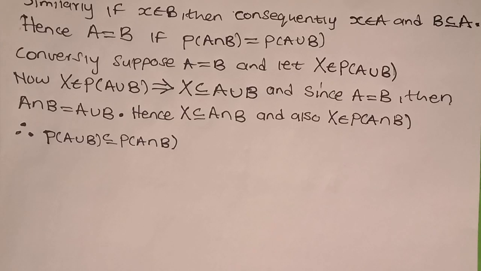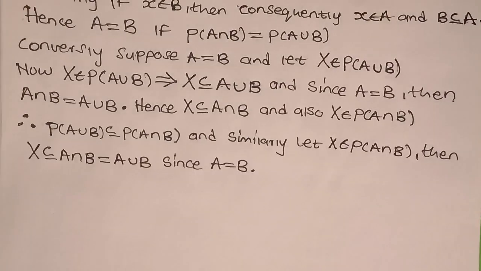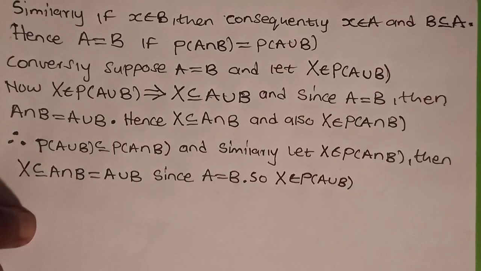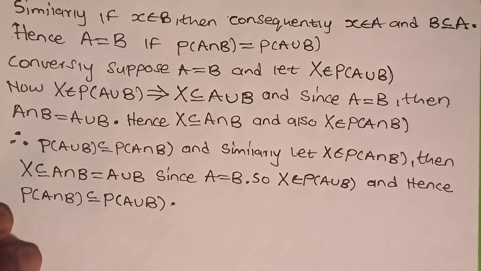And similarly, we let capital X be an element of the power set of A intersect B. Then capital X is a subset of A intersect B, which is the same as A union B, since A equals B. Indeed, capital X is also a subset of A union B if it is a subset of A intersect B, and therefore it is also an element of the power set of A union B, which then also proves that the power set of A intersect B is a subset of the power set of A union B. Finally, the power set of A intersect B is the same as the power set of A union B if A equals B.